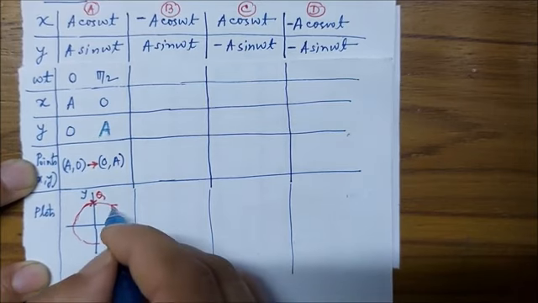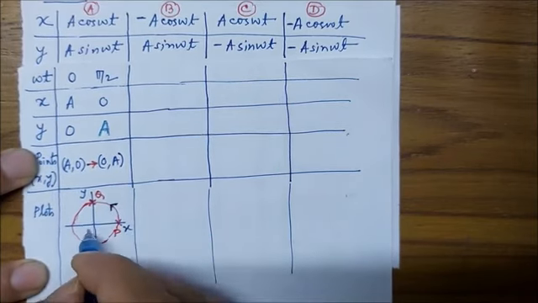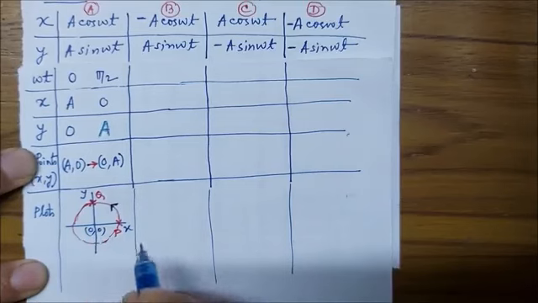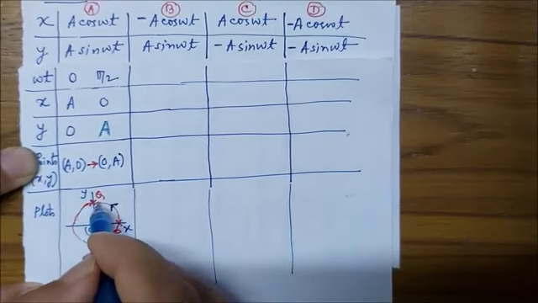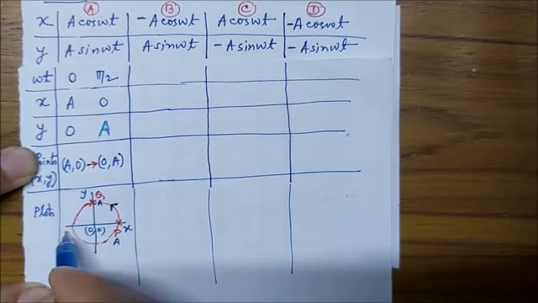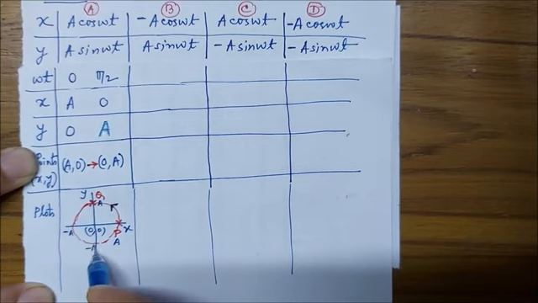So the movement is along this direction, this being the origin, and this is plus a along x, and this is plus a along y, this is minus a along x, and this is minus a along y.